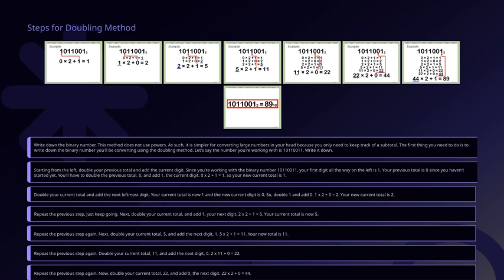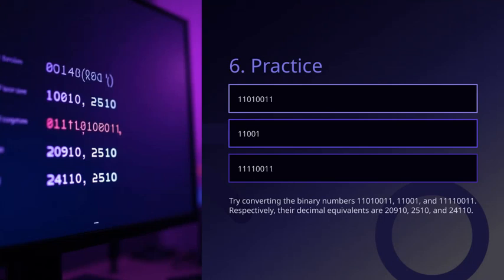This method is powerful because it simplifies the conversion process, especially for large numbers, by focusing on doubling and adding digits sequentially, keeping calculations straightforward and manageable. Now, let's practice converting some binary numbers into decimal.